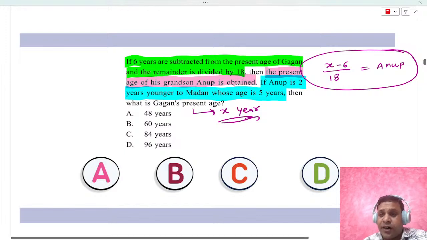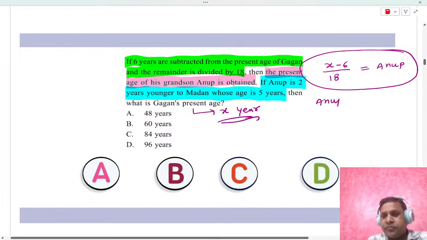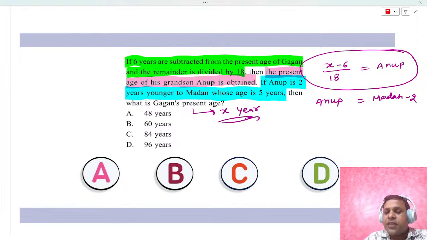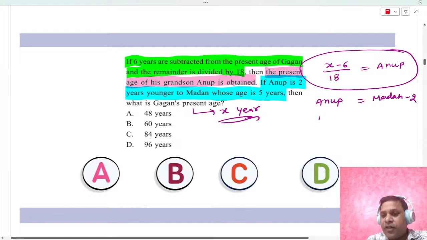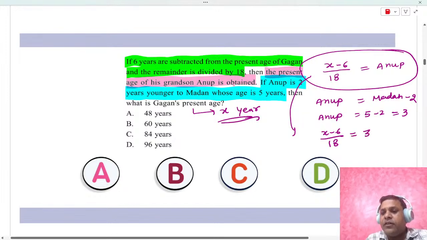Now, if Anup is 2 years younger to Madan, मदन से 2 years छोटा है और मदन कितने का है, what is the age of Madan? It is 5. So Anup is equal to 5 minus 2, which is equal to 3. और अनूप कितना है? Anup is (x minus 6) upon 18 years, which should be equal to 3.